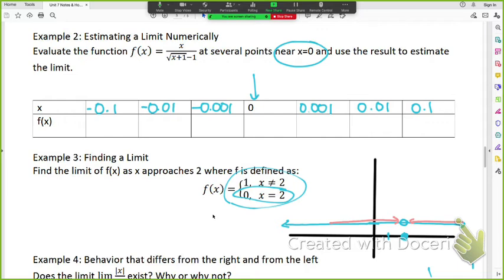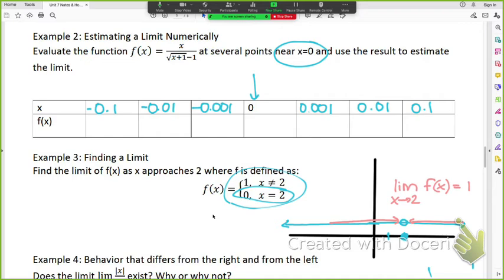Because it's tracking along at 1, it's tracking along at 1, and then bam, all of a sudden you hit 2 and it's not 1. That doesn't matter. If I asked you the limit as x approaches 2 of this function, you would still tell me the limit is 1 because the graph is tracking towards 1.